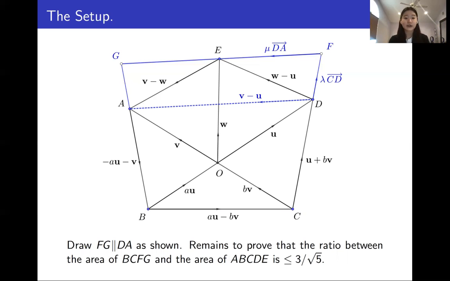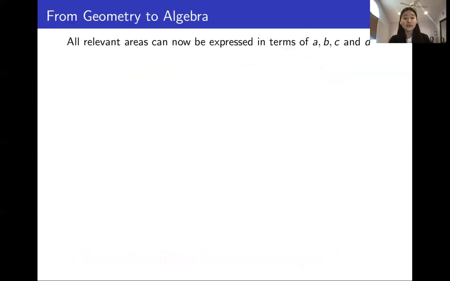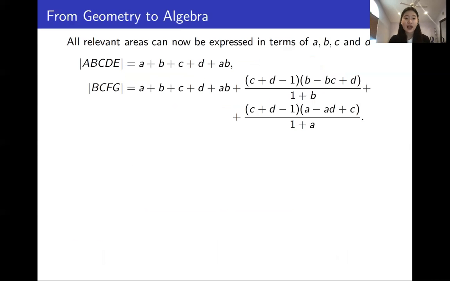Now I have to prove that the ratio between the area of BCFG and the area of ABCDE is smaller or equal to 3/5. The benefit of our approach is that I'm able at this juncture to express the areas of the quadrilateral and the pentagon in terms of the four previously introduced variables, a, b, c, and d. As you can see, the area of the quadrilateral is the area of the pentagon plus the areas of the two additional triangles formed in the corners.